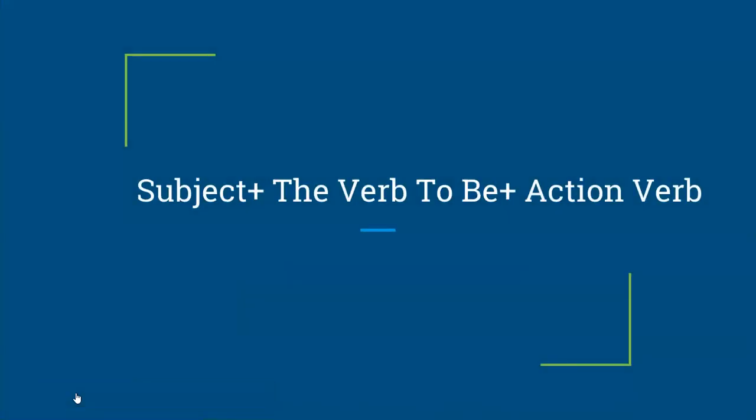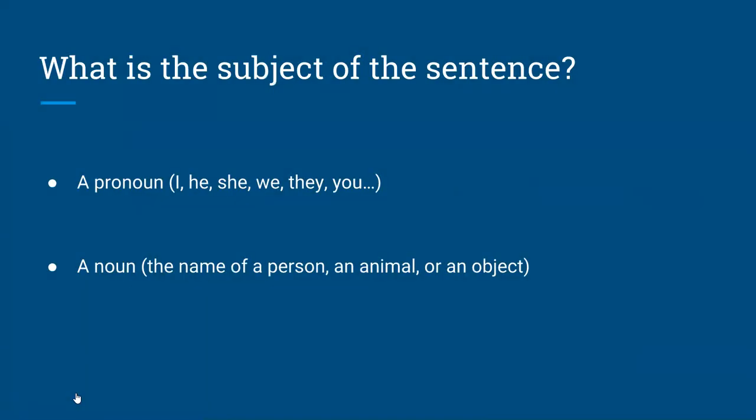So the sentence pattern that we're going to work with today is very, very simple, and we're going to add on to it. And that is the pattern of subject plus the verb to be plus an action verb. So just to say that again, we have the subject plus the verb to be plus an action verb. So let's first talk about what is the subject of the sentence. And to be very simple, because that's our goal here. Our goal is to be simple, so this is easy for you, so you don't have to think about it. You can just say it.